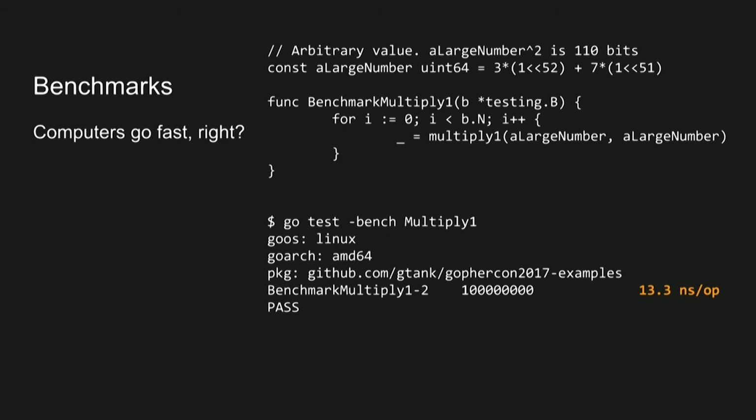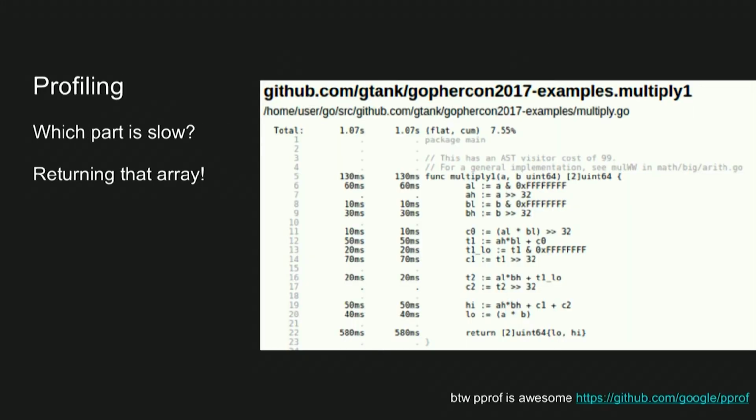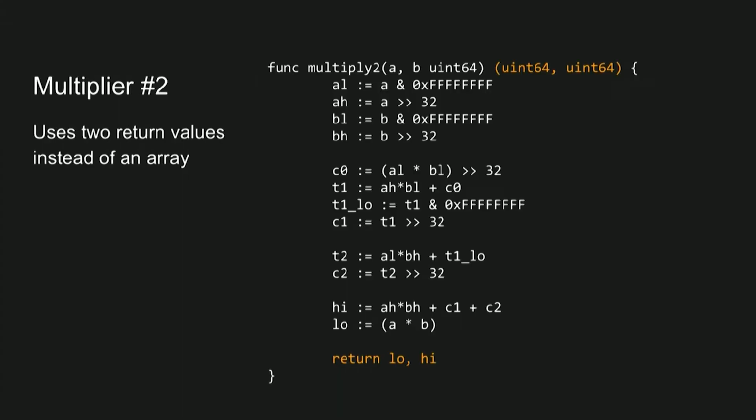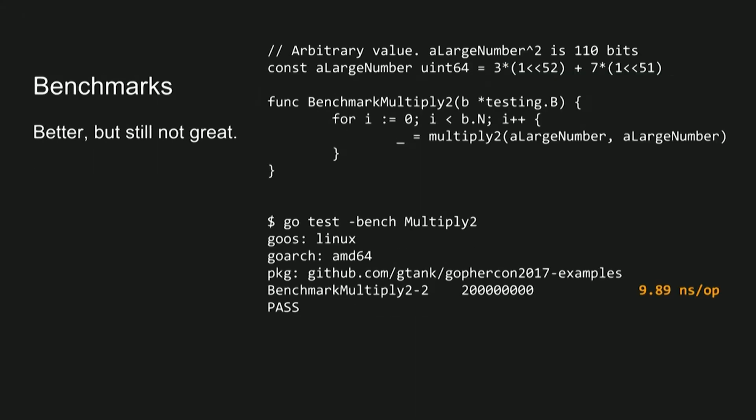So when things are too slow, we go to the profiler, right? We look and we see where we are spending all of this time. And here, it's returning that array at the end. That's the bulk of this. So, all right, we've identified the slowest thing. Let's fix it. Let's just not return an array. We can use two values instead. And benchmark this. That's 9 or 10 nanoseconds instead of 13 or 14. It's better, but still not great.